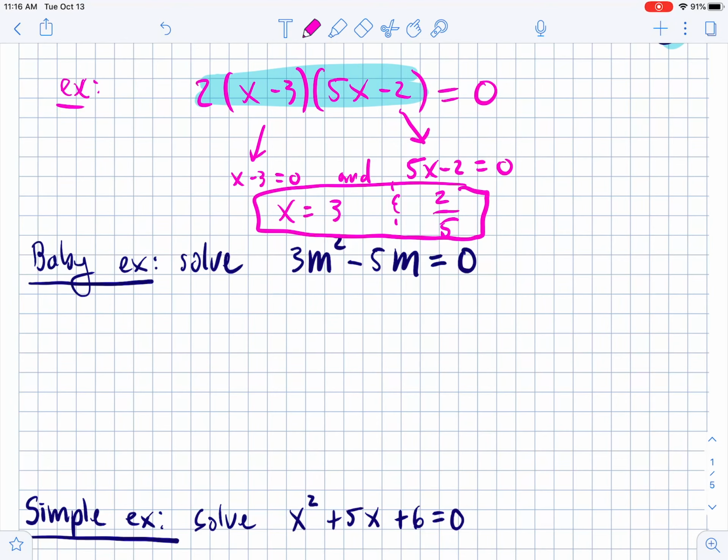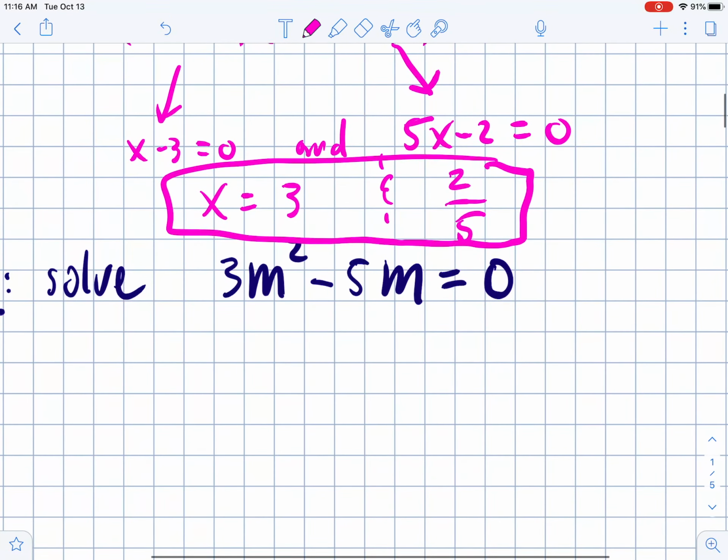Now, let's solve a bunch of different quadratics using baby factoring, simple factoring, and advanced factoring, smoke and mirrors. A lot of people, I will give them an equation like this, 3m squared minus 5m equals 0. And they'll be like, Mr. Jolly, I can't solve it. There's no plus something on the end. Don't you need a third thing to be able to use all your quadratic tricks? And I'm like, dude, you're overthinking it too much.